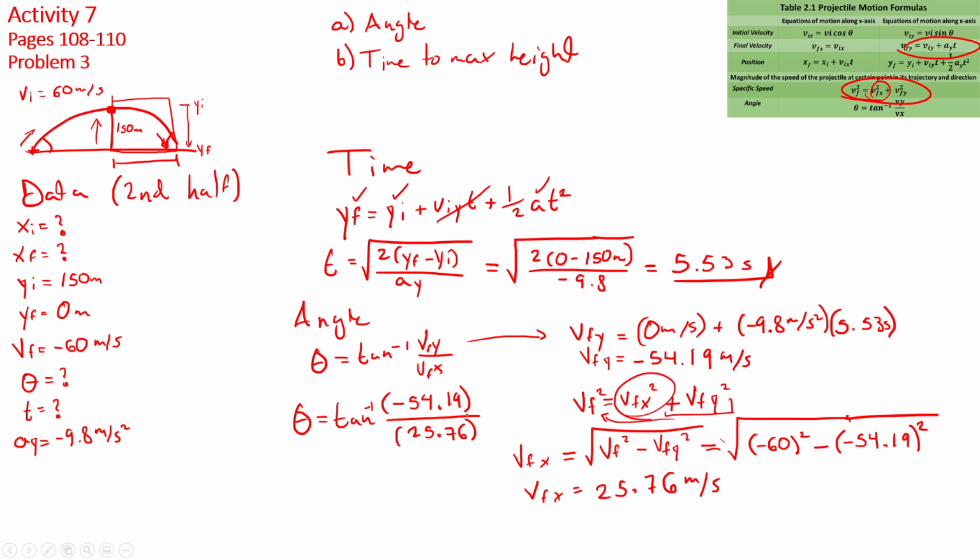So calculate that: inverse tangent of negative 54.19 divided by 25.76. And I got an angle of minus 64.6 degrees. And that angle is here and it is negative.